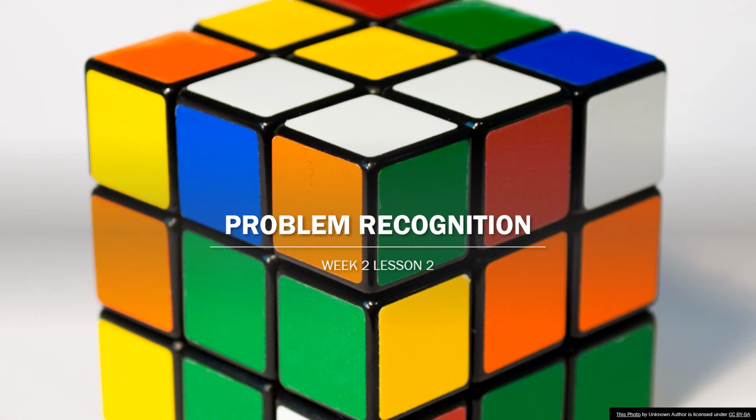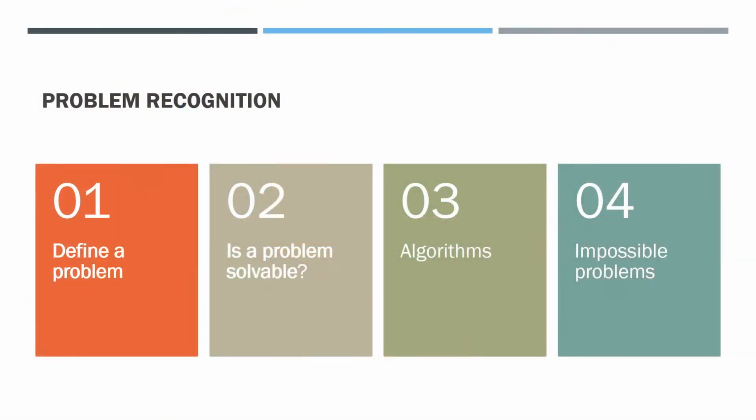Welcome to lesson 2. In this lesson, we'll tackle the issue of problem recognition. That means, as a computer programmer, if somebody asks you to write a program to solve a problem, how do you recognize what your program has to do? In this lesson, we'll look at how we define a problem and how we decide if the problem is solvable.